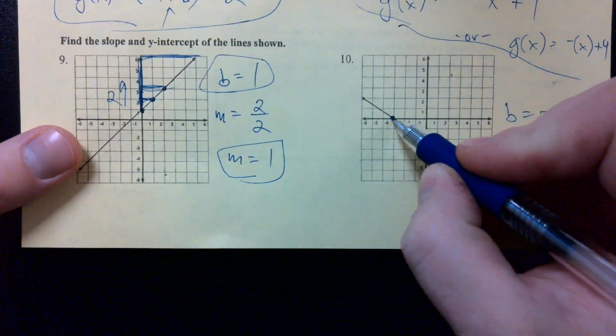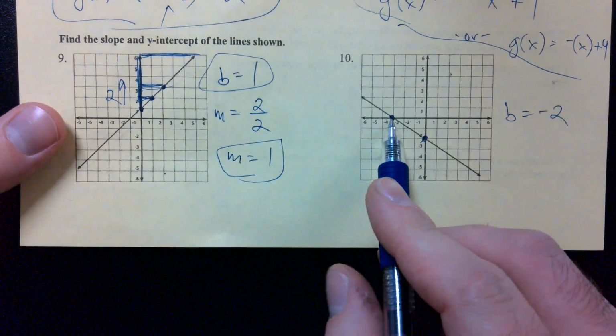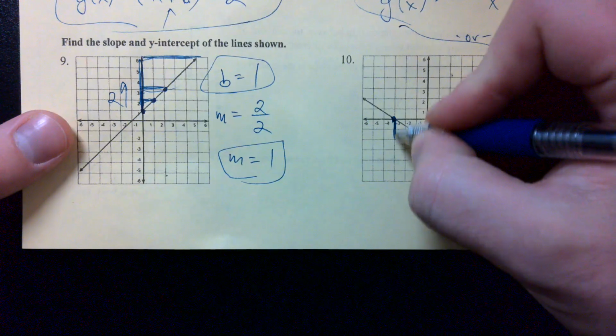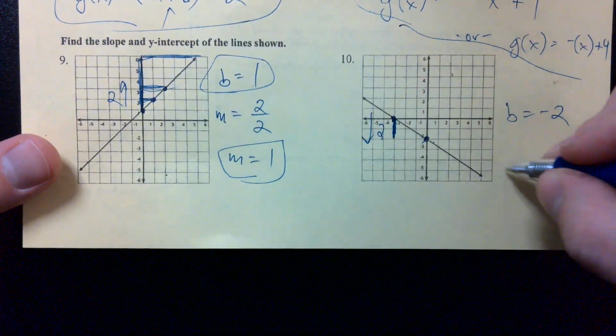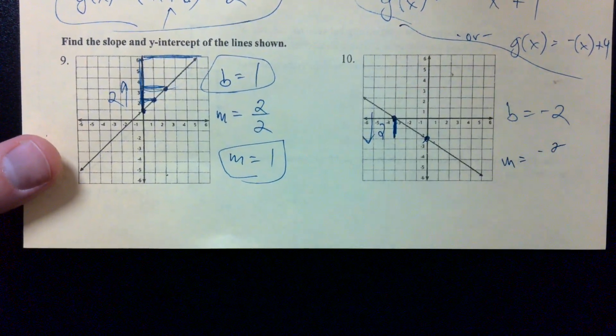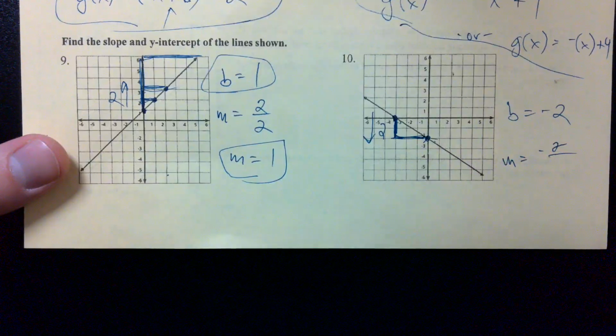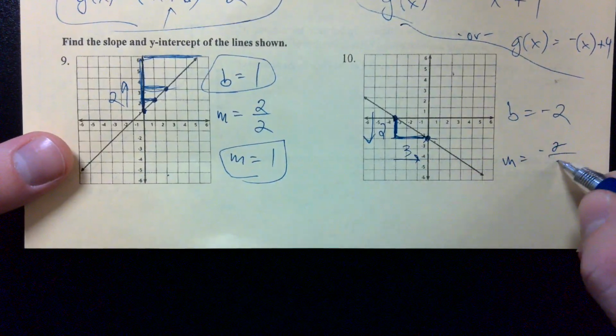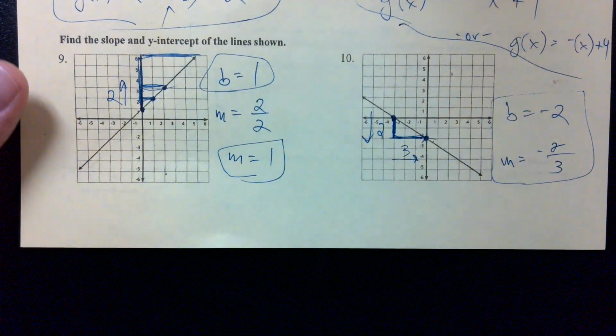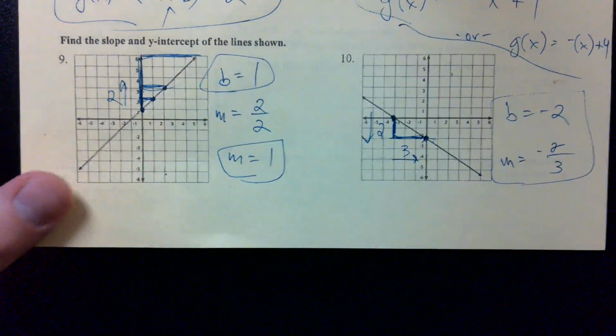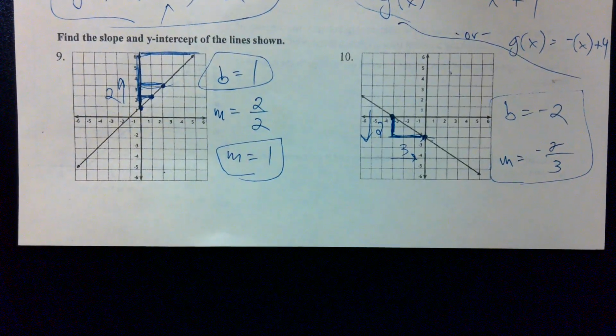Okay, perfect. Am I rising up or down on this one, though? Now I'm rising down. If I rise down, what should my numerator be? Negative. How many am I running over? 3. Can I simplify negative 2 over 3? No. So I'll leave it as negative 2 over 3.